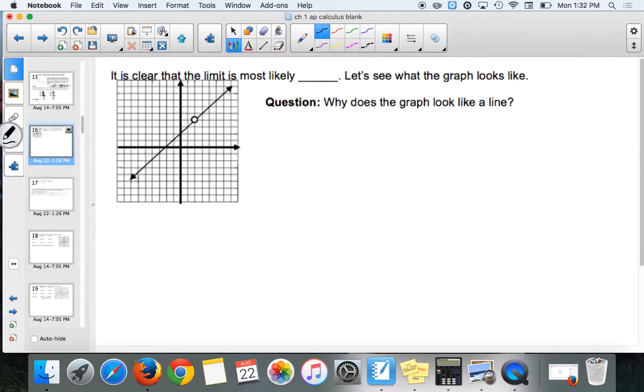Okay, so it looks like a line. As we approach from both the left and the right, they both went to this y equals 4 value, but there's no point there. That's okay, the limit is still 4. So why does it look like a line? Because when you factor, you have a hole, right? And the simplified version is a line.